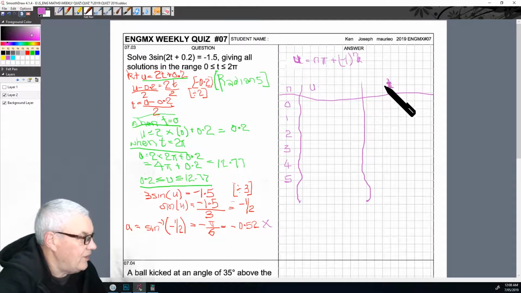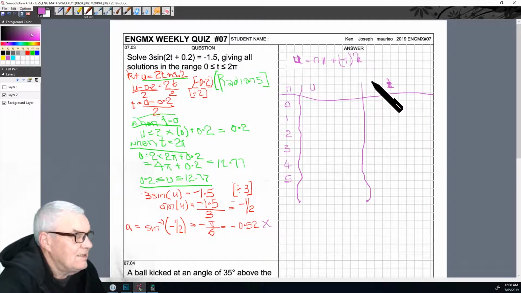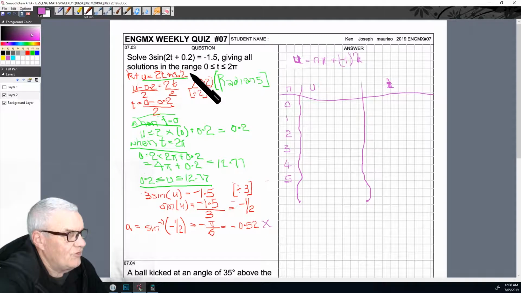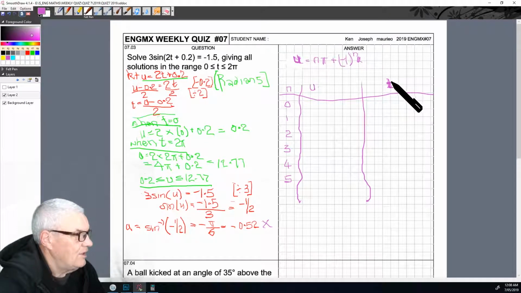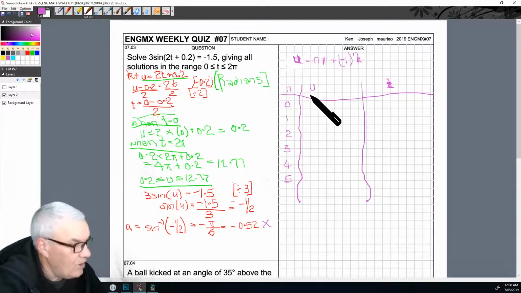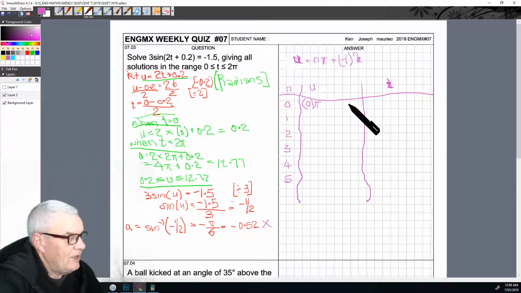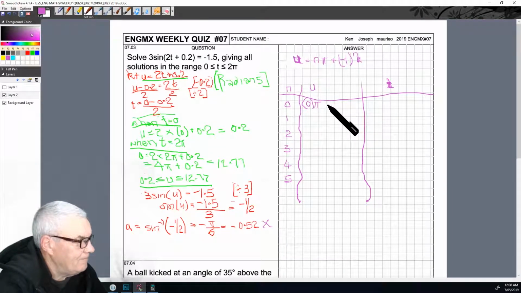All right, and this over here will be t, our answer, because that's the one we want, t here. And this is u, and these are the different solutions of u. So here's 0, so here we're going to have 0 pi.